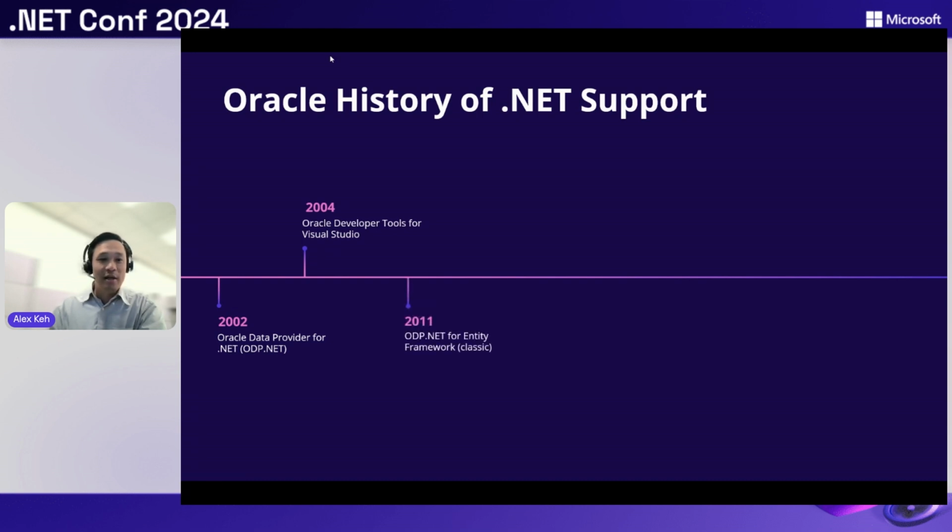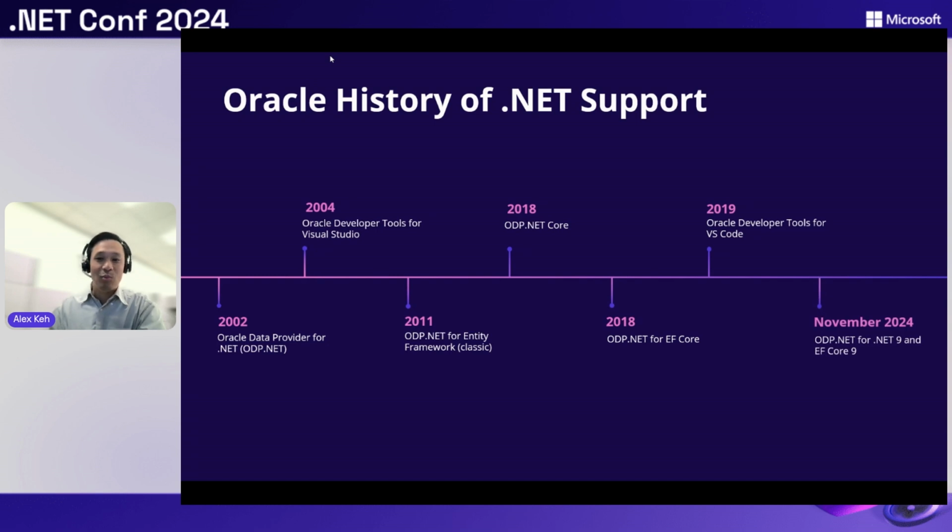And then in 2011, we supported the Entity Framework, which I call Classic, which nowadays is Entity Framework 6. And then in 2018, we supported ODP.NET Core for the .NET Core runtime. And then later that year, we supported EF Core. And then in 2019, we provided the same plugin we did for Visual Studio, but this time for VS Code. And then to this date, this month, we are now supporting .NET 9 and EF Core 9.